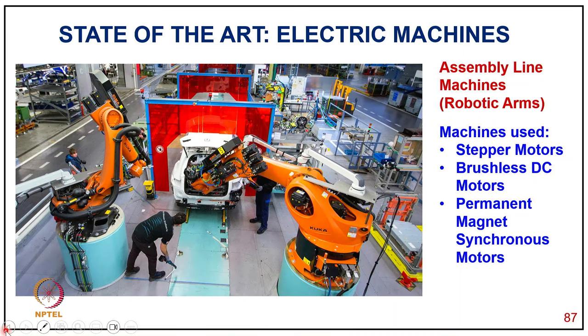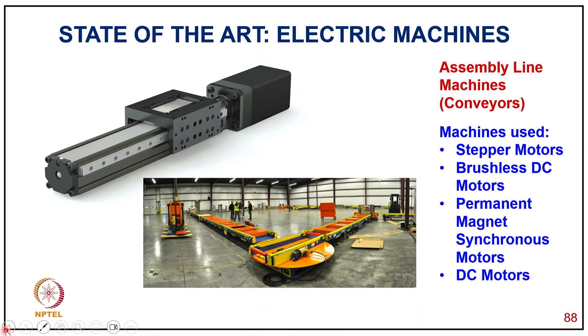The other applications are typically in the assembly line, such as robotic arms with step motors, permanent magnet brushless DC motors, and permanent magnet synchronous motors for different machine tool applications, or for automated industry applications. Another is the assembly line for automation, typically the conveyor line with servo motors, permanent magnet motors, and permanent magnet synchronous motors followed by DC servo motors.